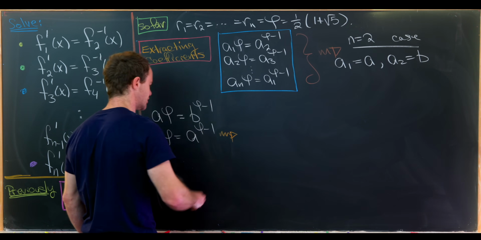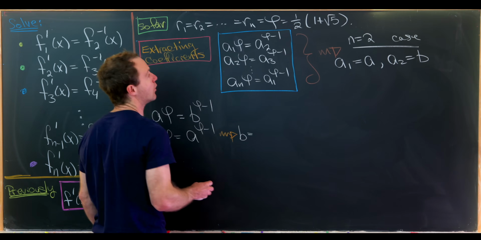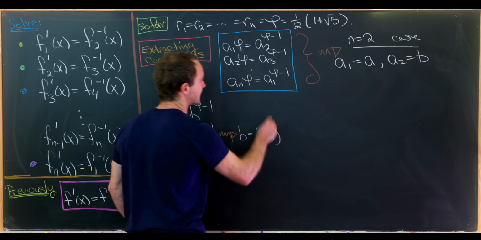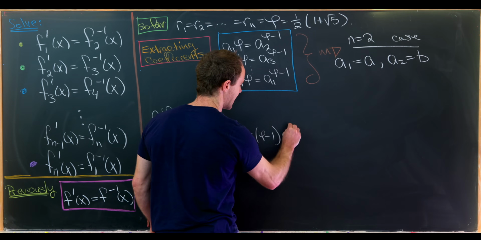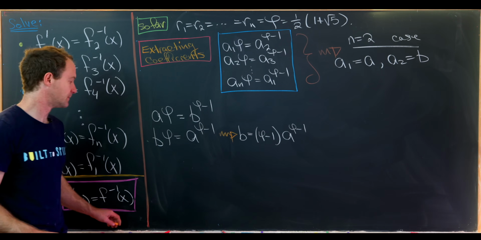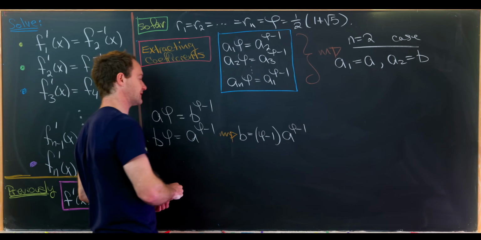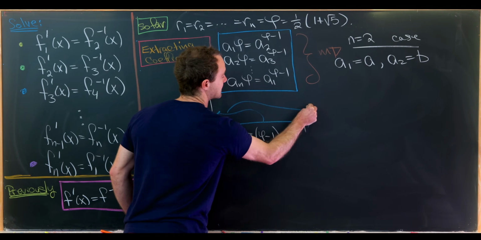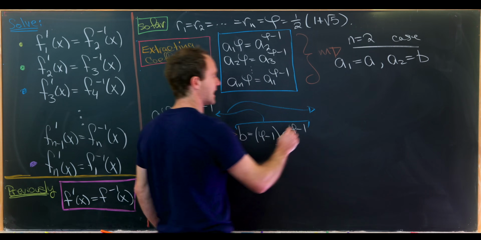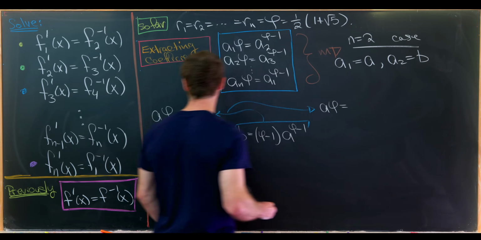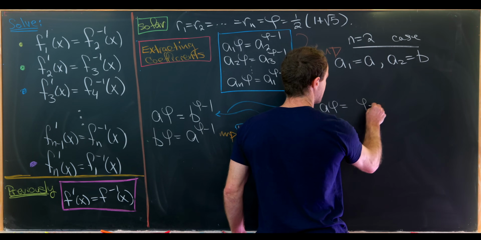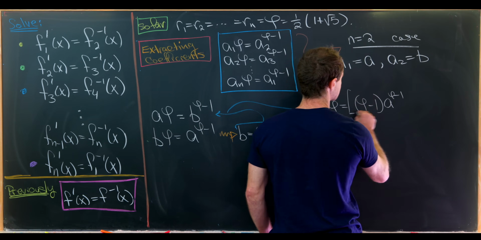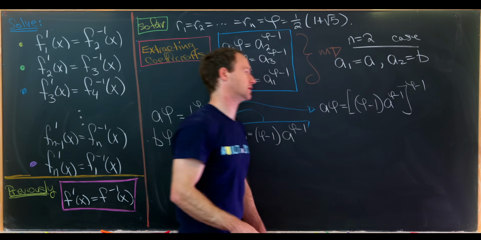So this second equation will tell us that b is equal to 1 over phi. Let's recall that 1 over phi was the same thing as phi minus 1. We in fact use that right here. It's phi minus 1 times a to the phi minus 1. And now we will take this expression for b and plug it into the above equation. And let's see what that leaves us with. We will have a times phi is equal to phi minus 1 times a to the phi minus 1, all to the power phi minus 1.